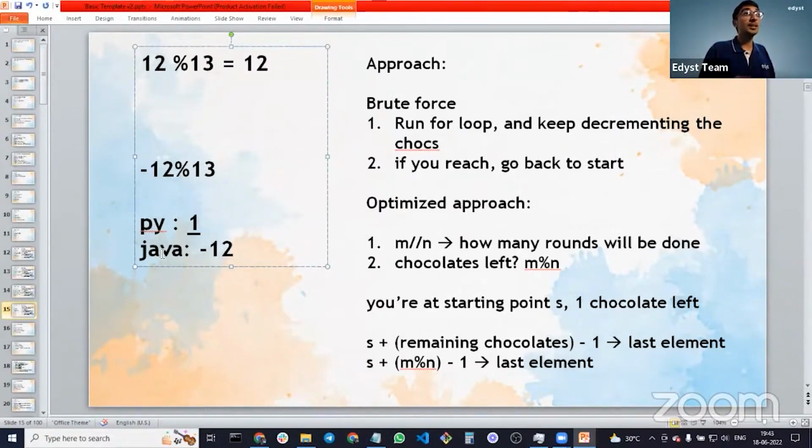Somebody is saying minus of 12 modulo 13. Can anybody point out what's the mistake in this one? Minus of 12 modulo 13. It's still going to give me a negative value. I want to avoid a negative modulo, right? You understand the issue? The remainder cannot be negative. Actually, very good. Thank you. So this is also wrong.